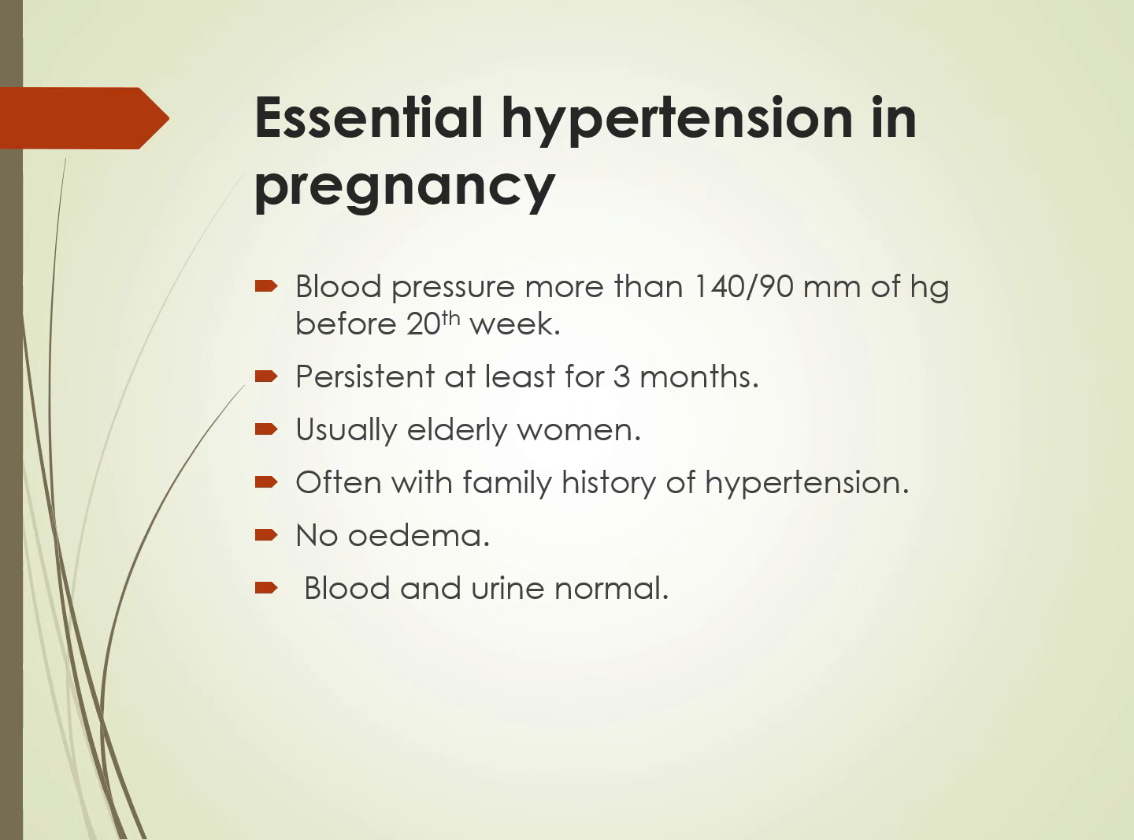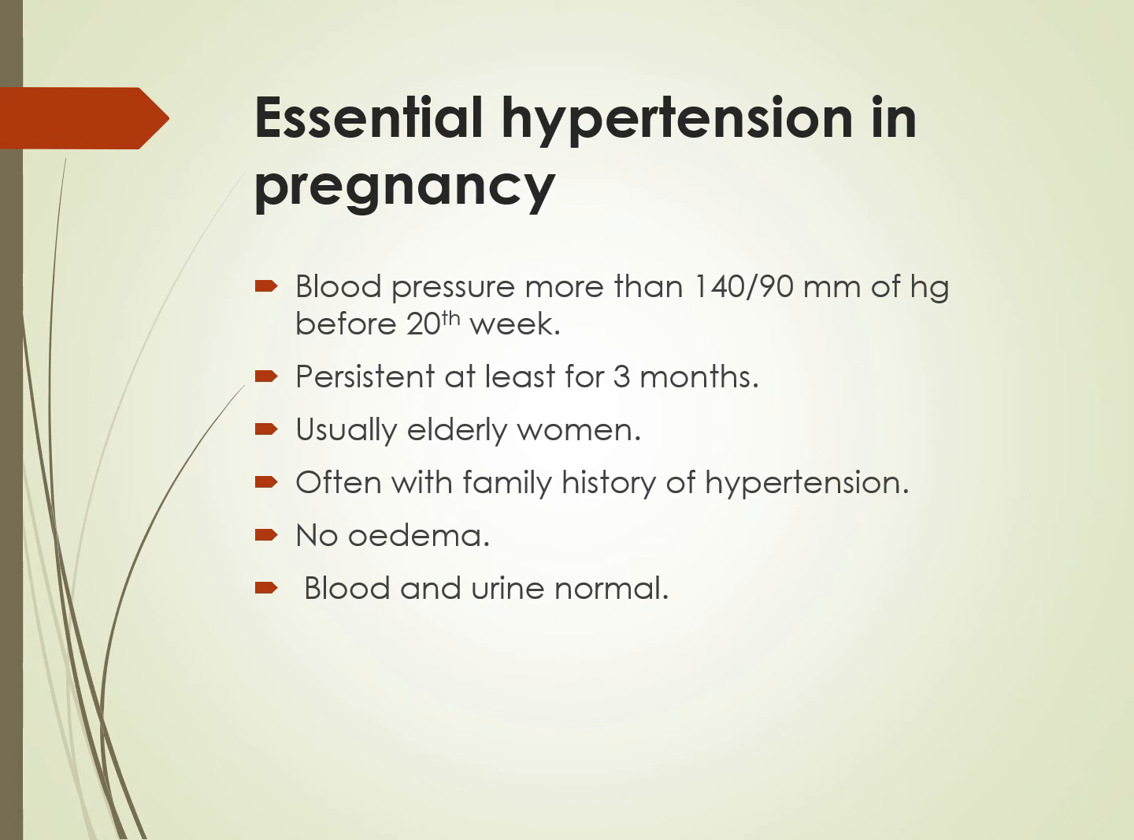So again, usually it starts before the 20th week of pregnancy. It is persistent, it remains for a very long time. So if the blood pressure is 140 by 90 millimeters of mercury, or maybe more than that, for more than 2 or 3 months, then we will say it is the high blood pressure, essential hypertension during pregnancy. Now, usually there is no specific reason for that, but it can be in elderly pregnancies, and quite often there is a family history of this essential hypertension during pregnancy or gestational hypertension.